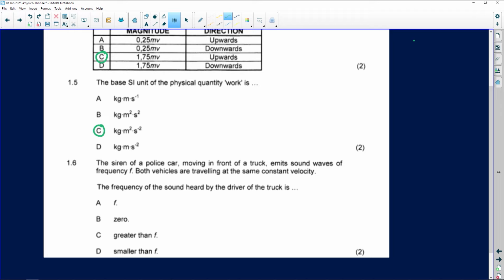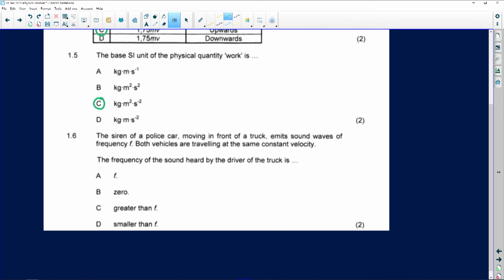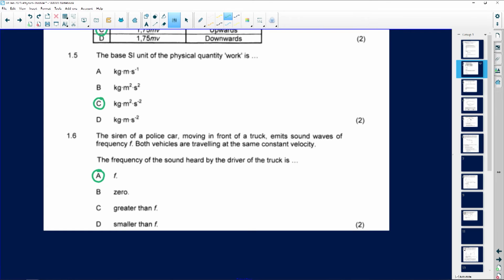Number 1.6, a siren of a police car moving in front of a truck emits sound waves of frequency f. Both vehicles are traveling at the same constant velocity. The frequency of the sound heard by the driver of the truck is then what? f, 0, greater than f, or smaller than f? 1.6 is A.